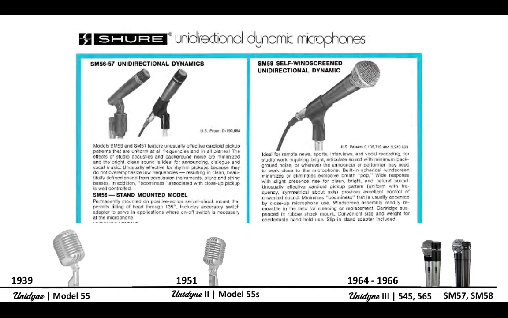So the SM58, the self-windscreen, unidirectional dynamic, allowed you to run around on stage with a microphone in your hand, which hadn't been done before this time. So really, not only did it change the performance of the dynamic mic, but it truly changed how artists interact with audiences, giving them that freedom to do that. So that was in 1966, and that was the Unidyne III element.